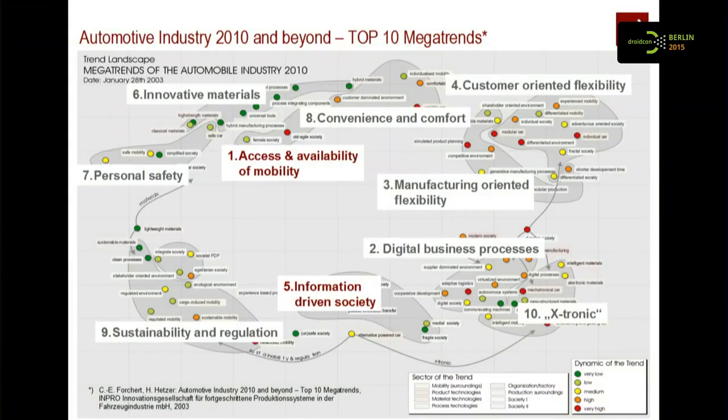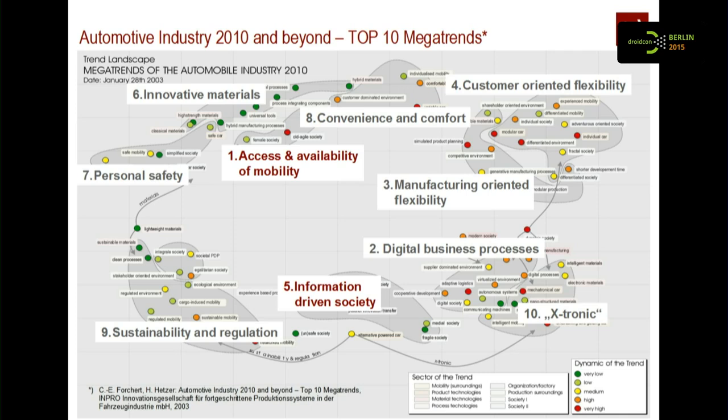then you see trends which are close together. They are also close together in the graphic, and trends that are different in their content are located in different edges. So as engineers, we found out innovative materials go along with personal safety, that's okay, also with convenience and comfort for the driver and the passengers. On the other hand, the customer wants flexibility, and the flexibility is provided by the manufacturing system.